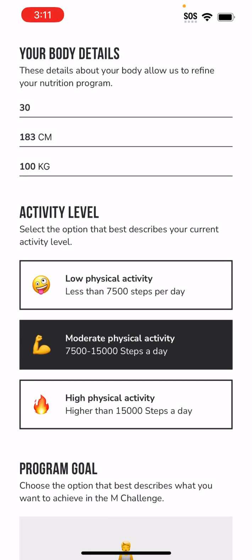Next, we need to input our activity level. Now, this activity level scales the calorie prescription. So if you choose that you are having a low physical activity level, you will have fewer calories than if you choose that you are having a higher physical activity level. Now, your physical activity level is very closely linked to how many steps you do. So if you're confident and you know how many steps you do on average per day, you can input that you are low, moderate, or high, depending on how many steps. Less than 7,500, between 7,500 and 15,000, or more than 15,000.